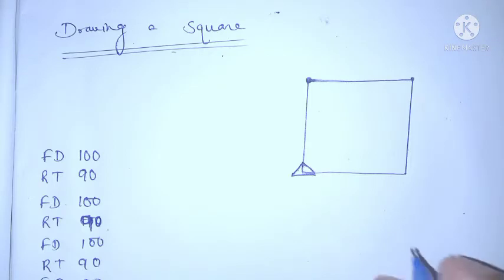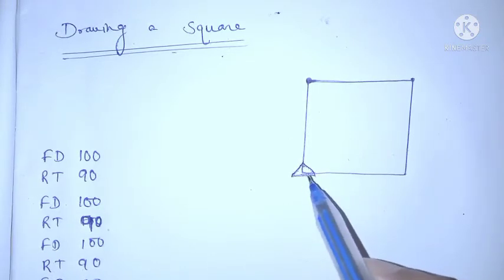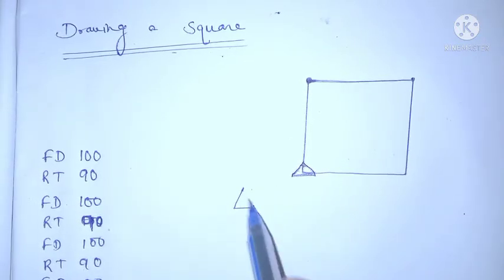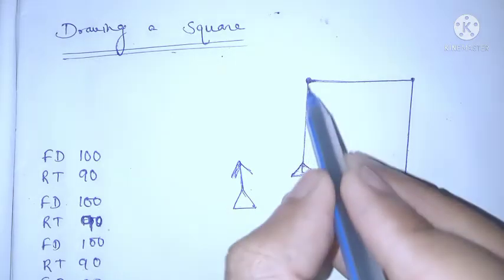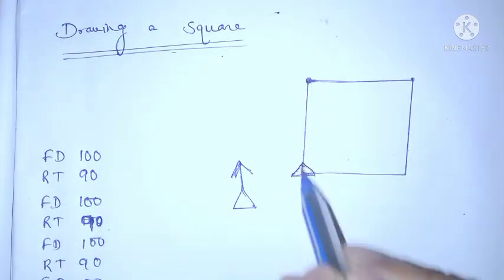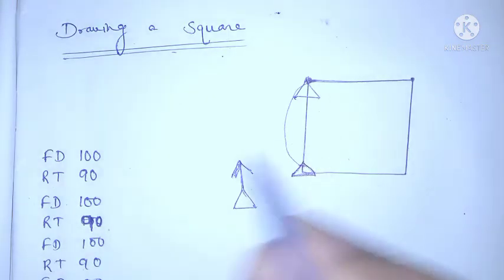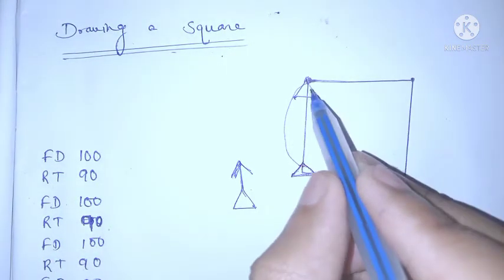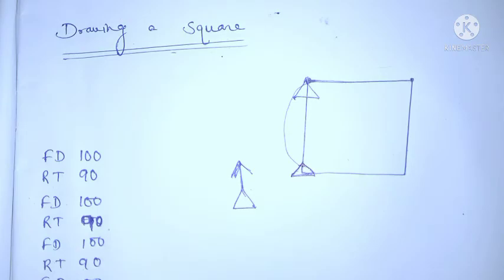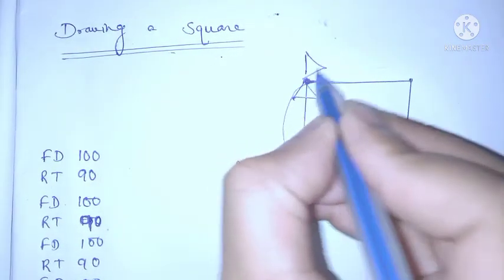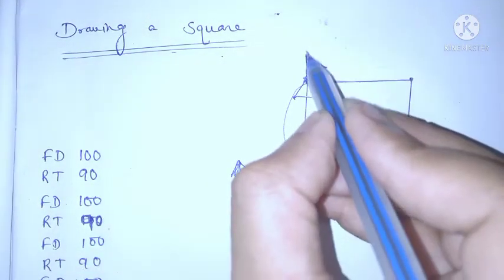Now to draw a square, first we start from this turtle, and the position of this turtle is this. So this is the forward side of this turtle. First, to move this turtle this way, we put forward 100. After FD 100, the turtle will be like this. Now to move the turtle this way, we have to turn right 90 degrees. So we put RT 90, and the turtle looks like this.